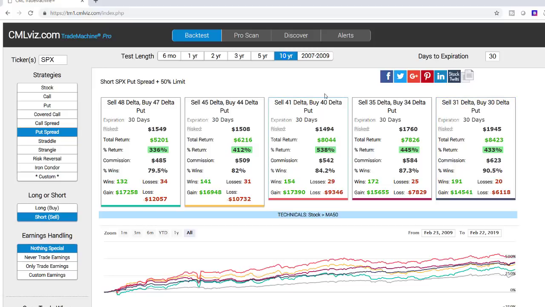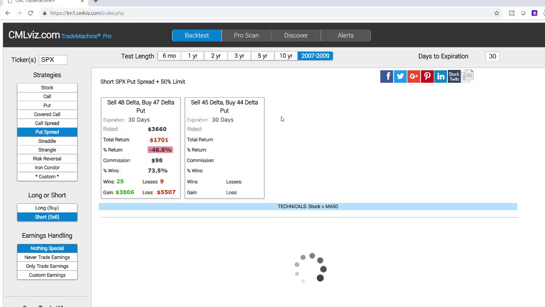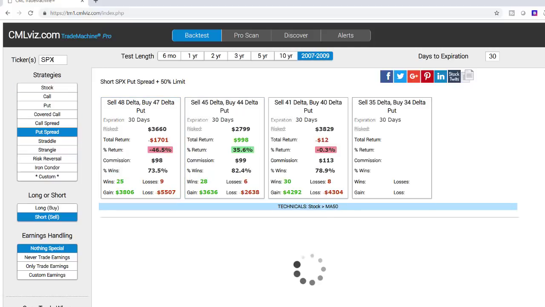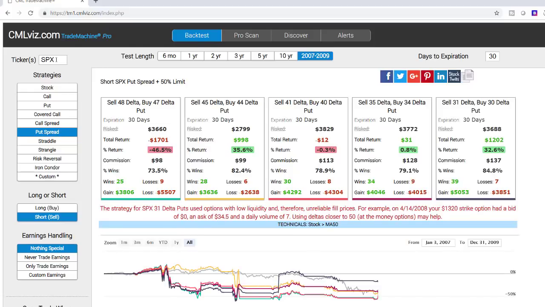So let's go ahead and take a look at the financial crisis. They have a special section here. I'm going to click on this and we're going to let it churn again. You can do this for any strategy. While this is churning, I will say that you can put all the tickers in here. I know I focus on SPX a lot on my channel because I like trading the indexes, but you can do Amazon, Apple, all the other tickers here.